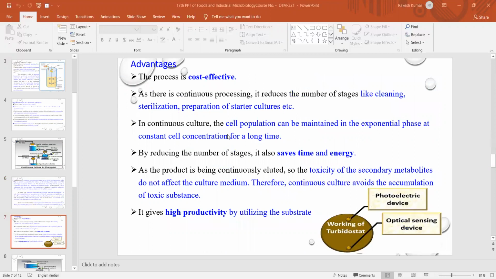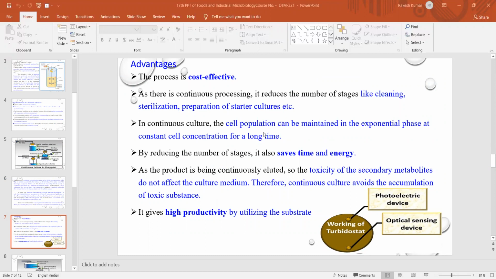This process is cost effective, and as all of you know, it is another method of continuous processing. At the same time, it reduces the number of stages like cleaning, sterilization, and preparation of starter culture. So this is the main advantage of using the continuous method, and especially this turbidostat method.